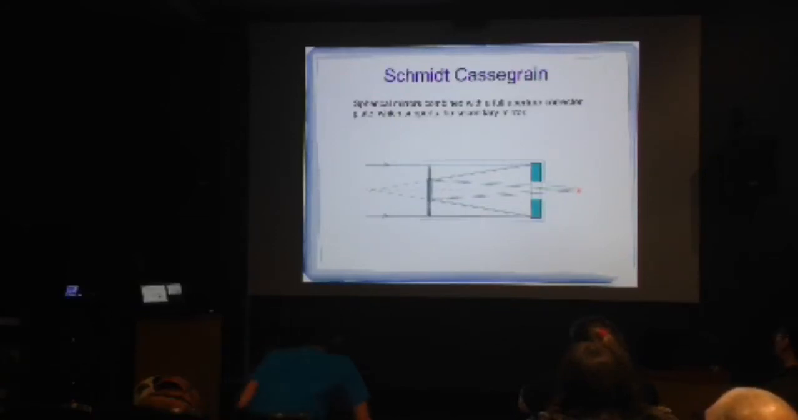So this type of scope is relatively cheap to make, and that's why they're so popular. Meade and Celestron and other people make this type of scope. And of course, because of the folded design like that, you have a relatively short tube. One thing I didn't mention, a problem with refractors is that they tend to get very long, so they're awkward on a mount.